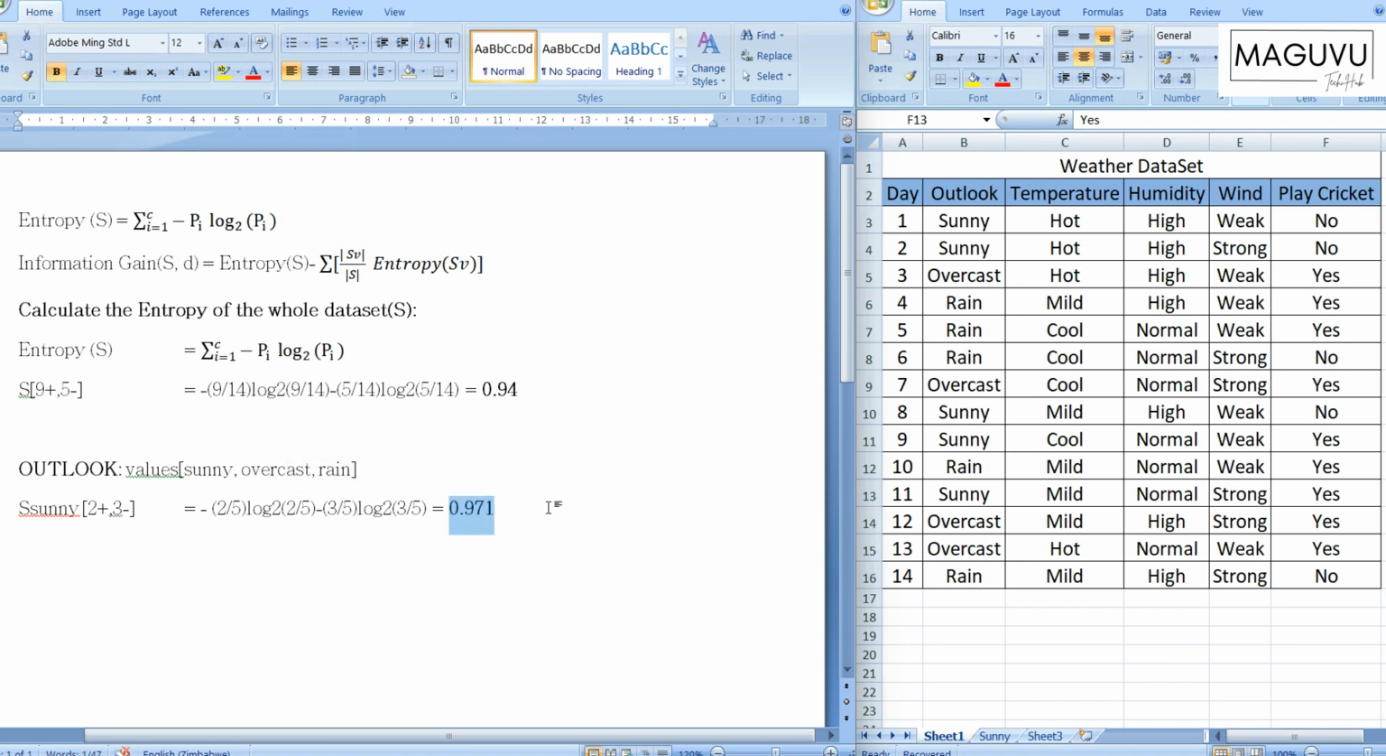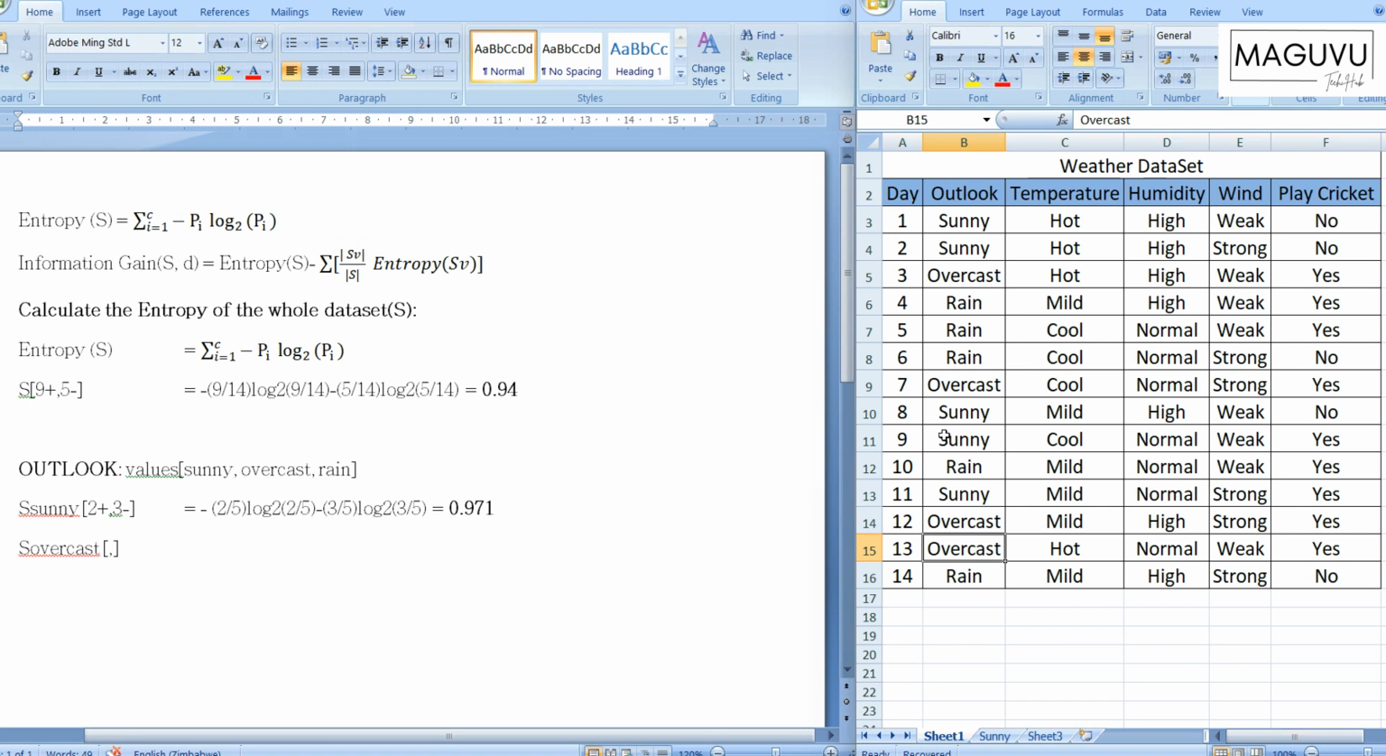Let's just give that a little bit there. And we also want to look at overcast. And let's look at the proportion of overcast. How many rows or how many days do we have in overcast? We've got day number 3, day number 7, and then day 12 and 13. This gives us a total of 4.